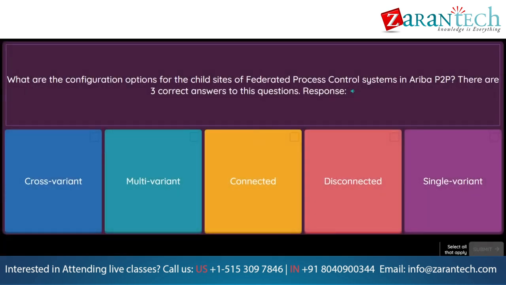Question: What are the configuration options for the child sites of federated process control systems in Ariba P2P? There are three correct answers to this question. Response: Option 1: cross-variant. Option 2: multivariant. Option 3: connected. Option 4: disconnected. Option 5: single variant.